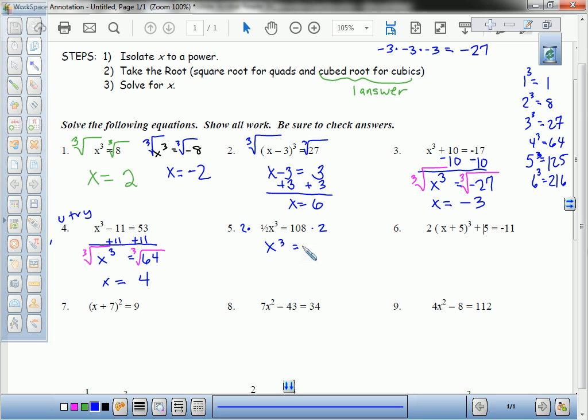All right, so 2 times 108 is 216. And now we have isolated our power, so we're going to take the root. Simplify to 6, right? Yeah, very good. x equals 6.